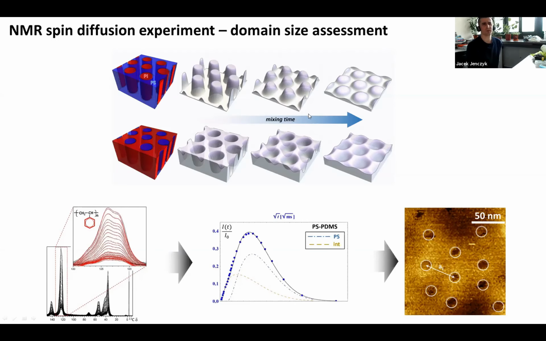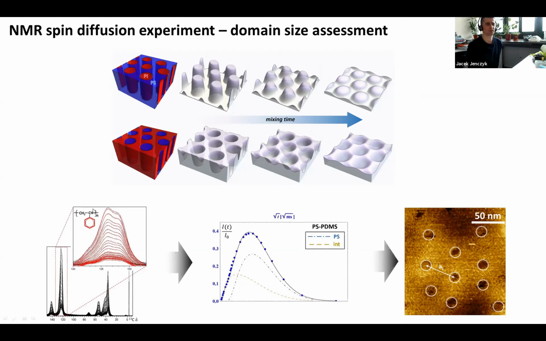And then with a mixing time, we observe the migration of our magnetization due to the spin diffusion. And that's the opposite scenario, where we have the soft matrix and the hard cylinders. So that's the same basic pattern here. And using, for example, carbon-13 observation, we can observe the signal coming specifically from one component only.